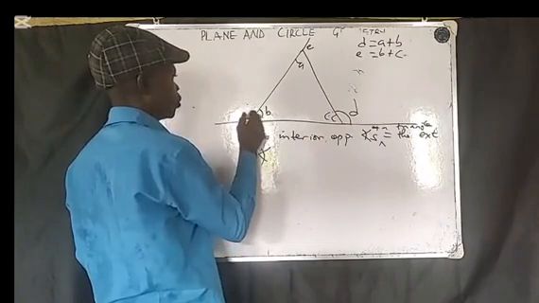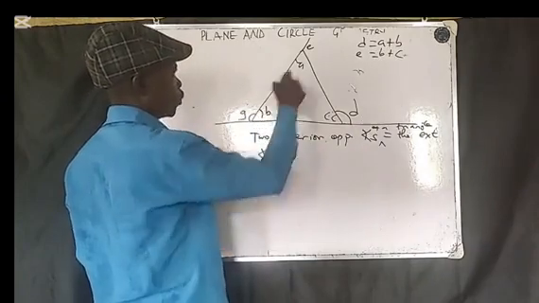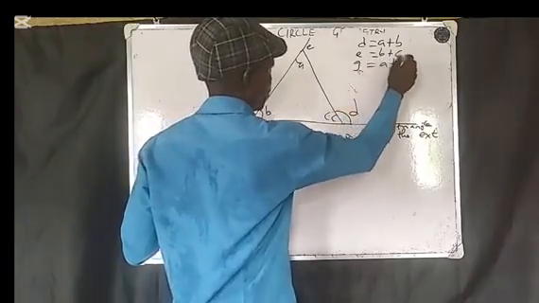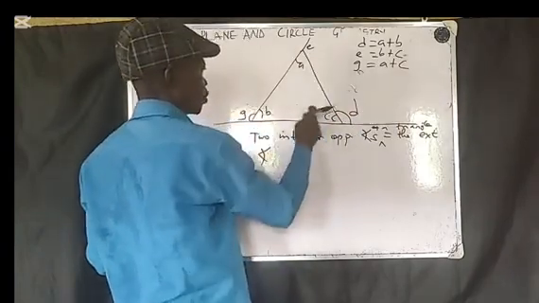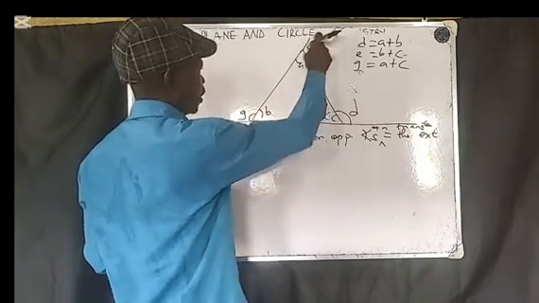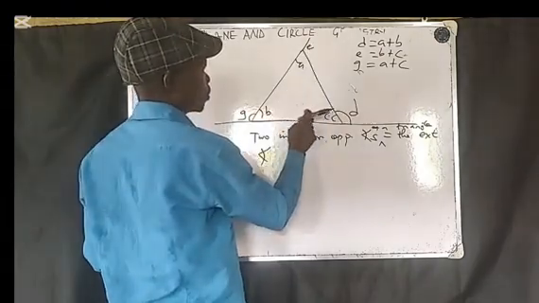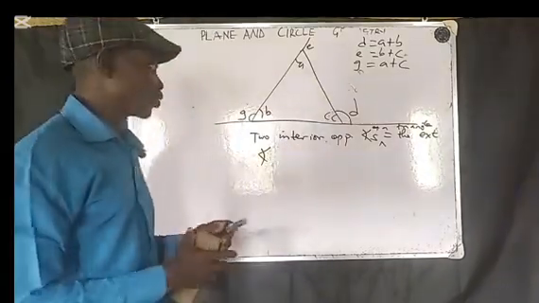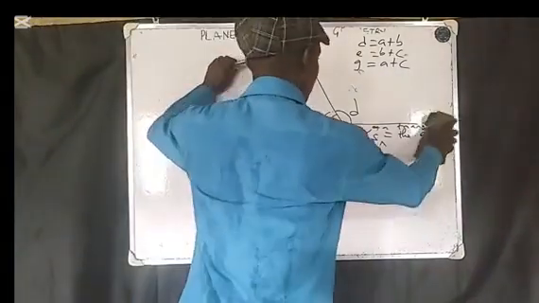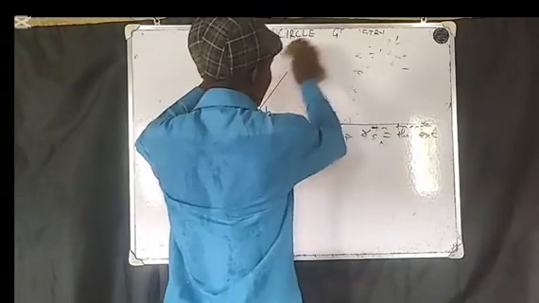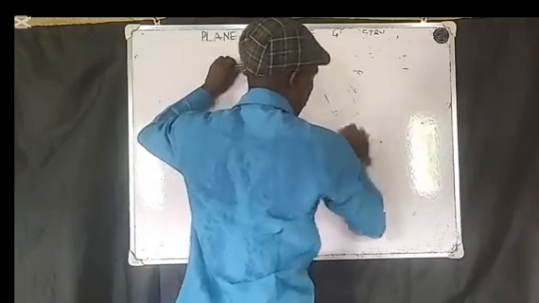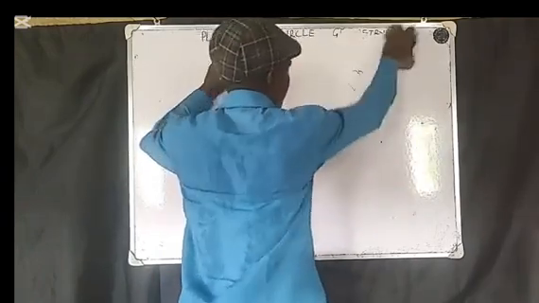Let's draw another exterior angle here, and let's call this place G. G will be equal to A plus C. So D equals A plus B, and E equals B plus C. This is how to demonstrate exterior angles of a triangle. So with this, I think we should solve some problems under plane geometry.